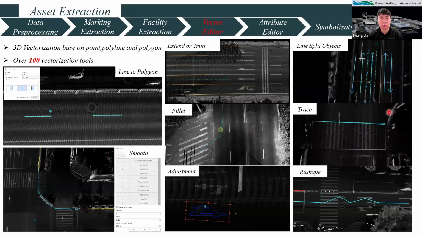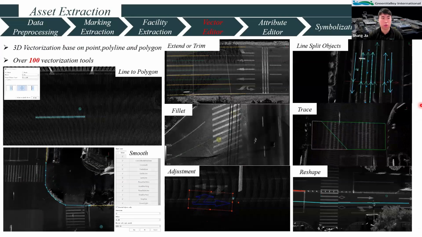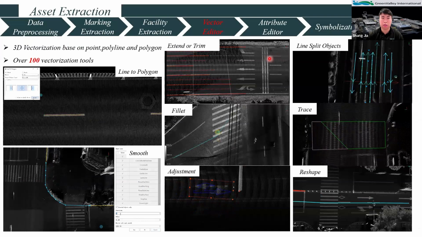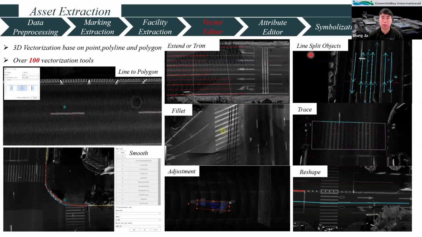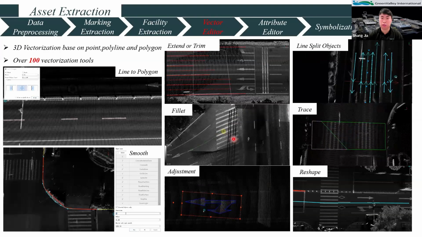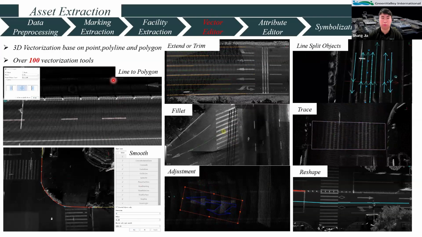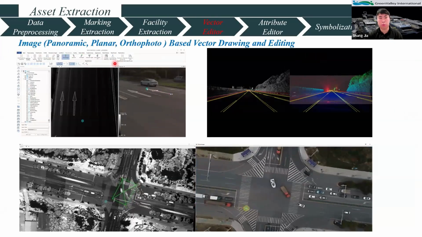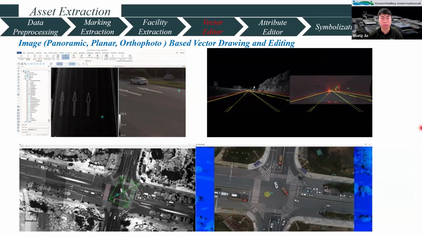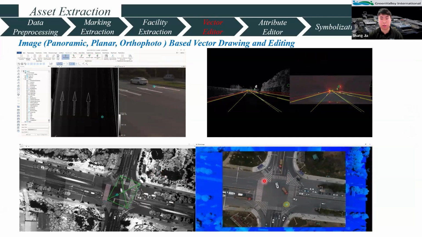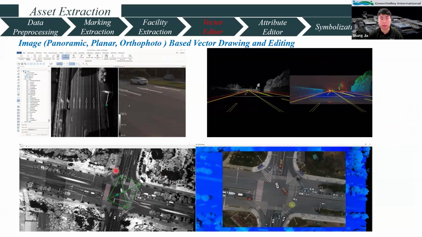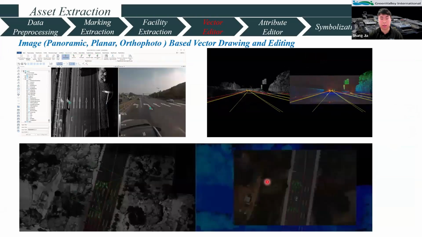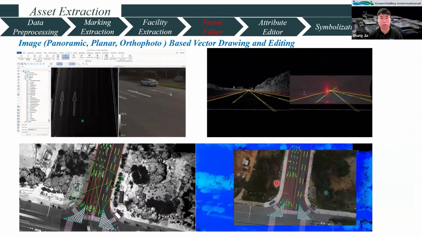Here are some examples of vectorization of roads. As you can see here, you can extend, trim, lane split objects, trace, fillet, adjust, reshape, smooth, and convert line to polygon. And here are some image-based vector drawing and editing. As you can see here, it's using the colorized point cloud as well as photogrammetry to help with the vectorization.